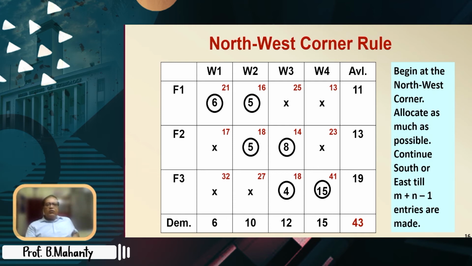So what is the total cost of this initial solution? 6 into 21, 5 into 16, 5 into 18, 8 into 14, 4 into 18, 15 into 41.